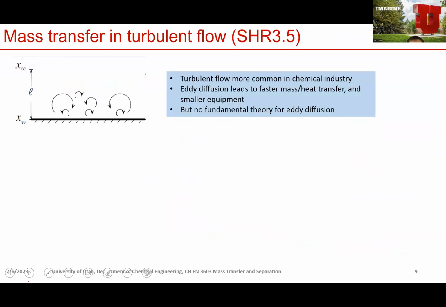Now, finally, we can look at the mass transfer in turbulent flow. Turbulent flow will have eddies, and it's most common in the chemical industry because eddy diffusion leads to faster mass and heat transfer, which leads to smaller equipment, which is desirable. But there's no fundamental theory to describe eddy diffusion.